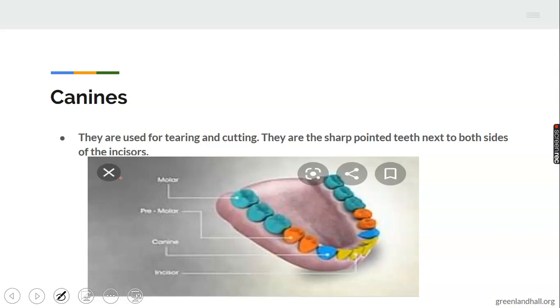The next set that we have are the canines. Which particular set of teeth do we refer to as canines? They are the set of teeth that are used for tearing and cutting. While we use incisors for biting, we use canines for tearing, and they are sharp pointed teeth next to both sides of the incisors.